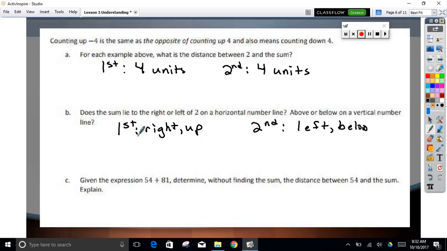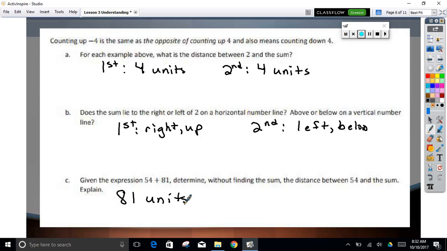Okay, now, letter C says, given the expression 54 plus 81, determine, without finding the sum, the distance between 54 and the sum. What is the distance between 54 and the sum? 81. It's 81 units. Excellent. So since we're starting at 54, we're going 81 more units to the right. The distance is going to be 81 units.